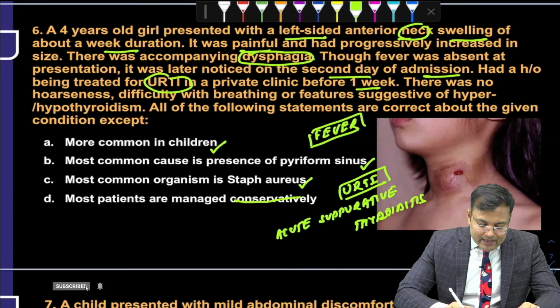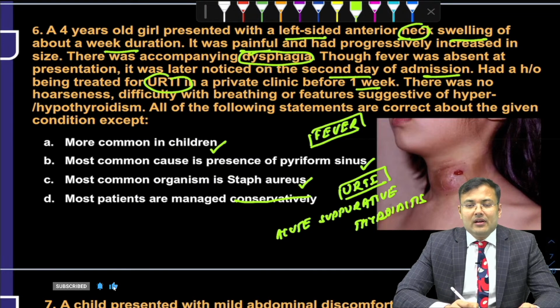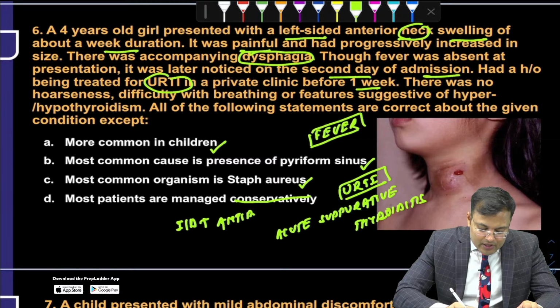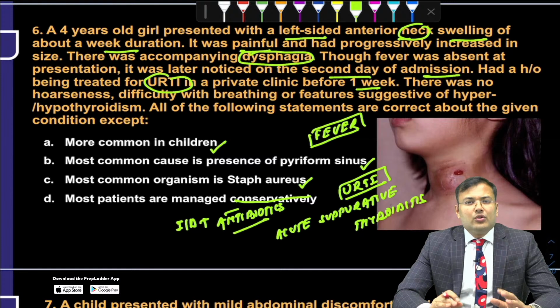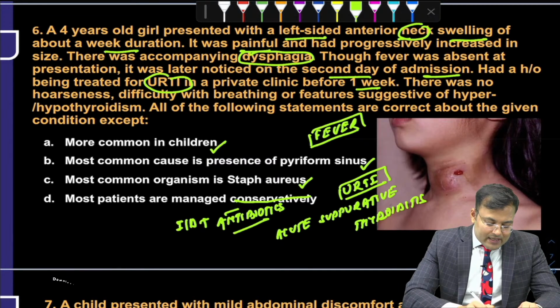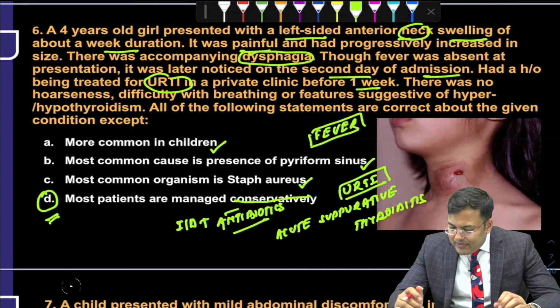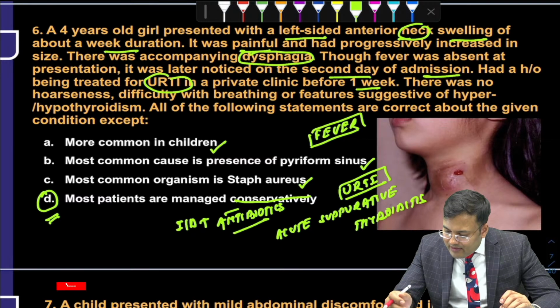Most patients are managed not conservatively. There is pus collection, so what? We have to give incision and drainage plus antibiotics. So incision and drainage plus antibiotics are given. That's why, what is the correct answer? Correct answer is D. So everybody is marking the correct answer.